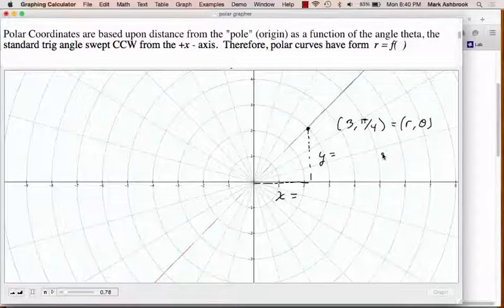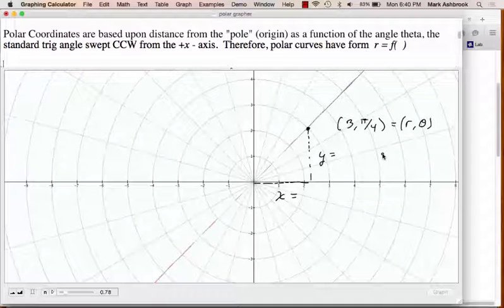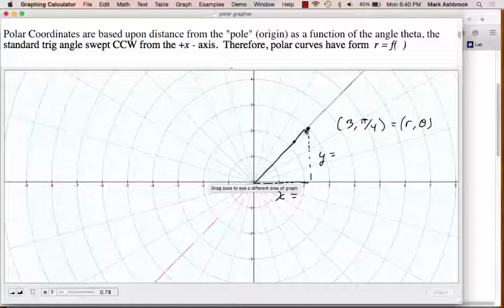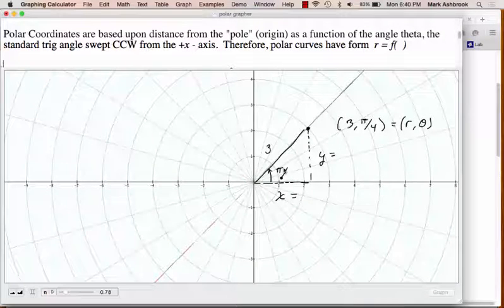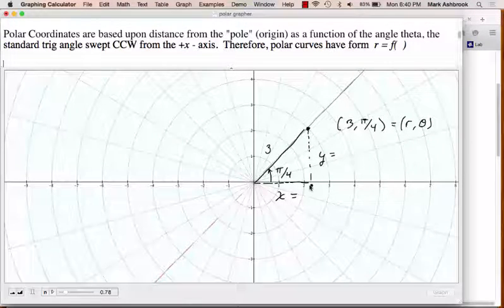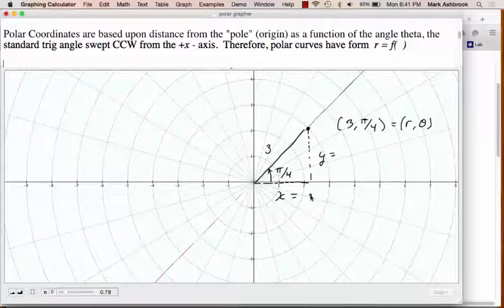So we need our trig, right? Because it's the same angle from trigonometry, swept counterclockwise from the positive x-axis, right? So that follows right along with our trig. So that distance right there is 3, and this is our theta, pi over 4. So who remembers the trig? So what distance is x? 3 cosine pi over 4. Right. It'd be 3 cosine pi over 4.